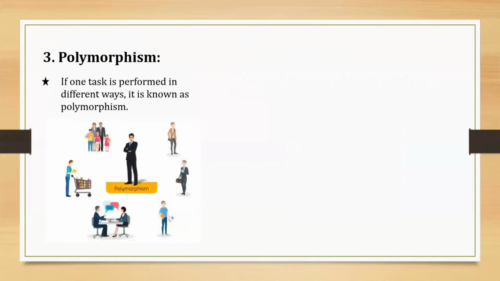A person at the same time can have different characteristics, like a man at the same time can be a son, an employee, a father. So the same person possesses different behavior in different situations. This is called polymorphism. Polymorphism is implemented by method overloading, method overriding. It is also known as compile time polymorphism and runtime polymorphism.